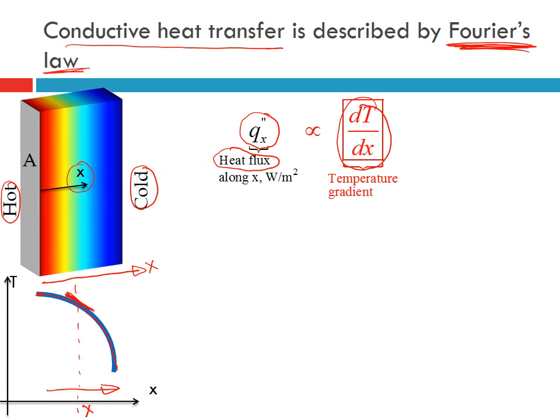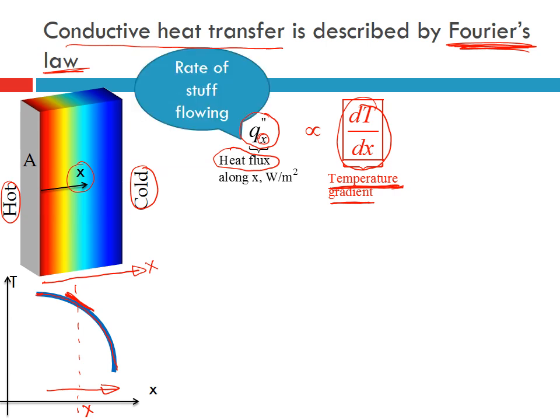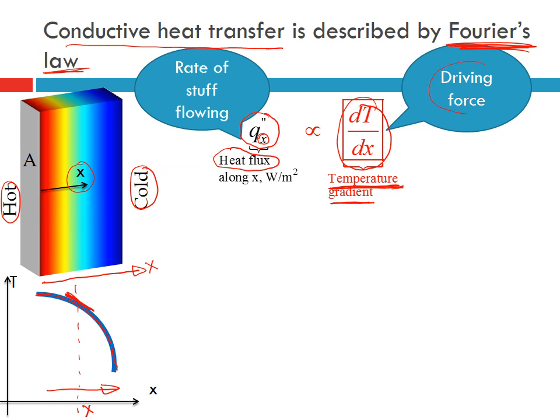Okay, so heat flux is proportional to the temperature gradient. Heat flux at any location x is proportional to the temperature gradient at that location. Now, this is again, looking at it very generally, like the rate at which the stuff is flowing is proportional to the driving force. Here the driving force is the temperature gradient.